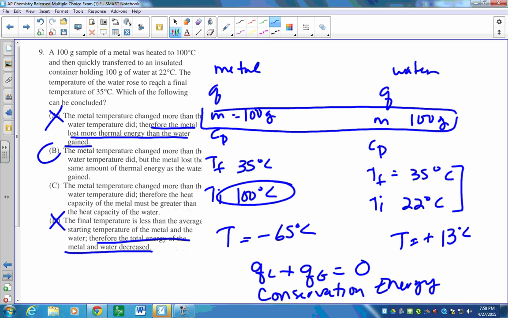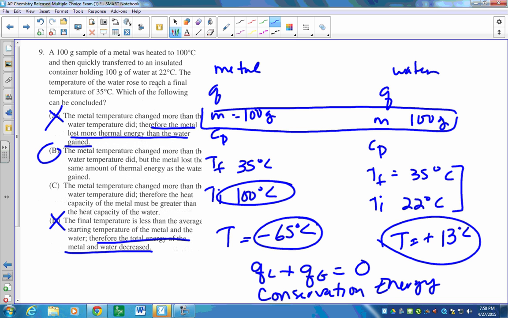The answer is B. The metal temperature changed more. It did. The metal temperature changed more than the water temperature did, but the metal lost the same amount of thermal energy as the water gained. That is huge. That's true.